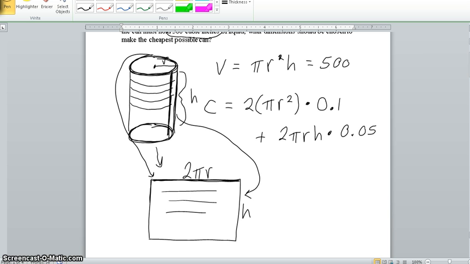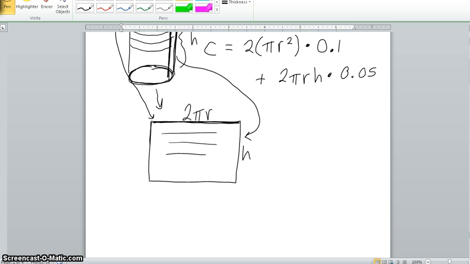Okay, now let me maybe simplify this cost equation a little bit. I've got 2 times 0.1, which is just 0.2. I've got 2 times 0.05, which is just 0.1.